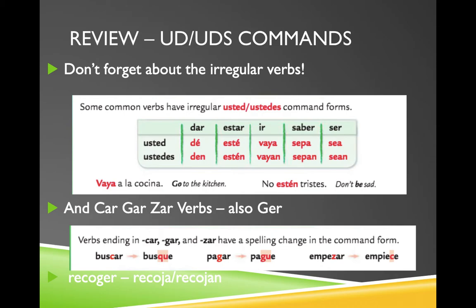Estar has an accent. It always seems to have an accent. It becomes esté or estén. And the subjunctive of estar is with the accent in the boot. Ir: vaya, or vayan. The tú command of it was no vayas.